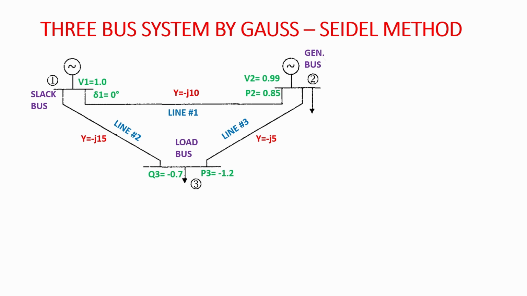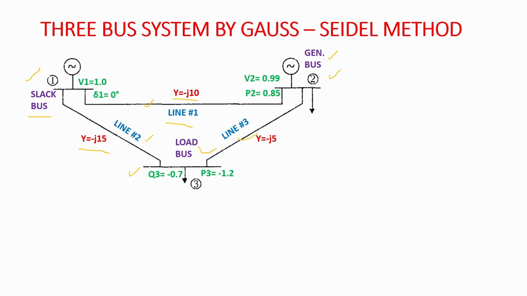We will start our sample problem using a 3-bus system. So we have bus number 1, bus number 2, and bus number 3. I will assign bus number 1 as slack bus, bus number 2 as generator bus, and bus number 3 as load bus. These 3 buses are connected by transmission lines. We have line 1 with admittance of negative J10, line 2 with admittance of negative J15, and negative J5 for line 3.